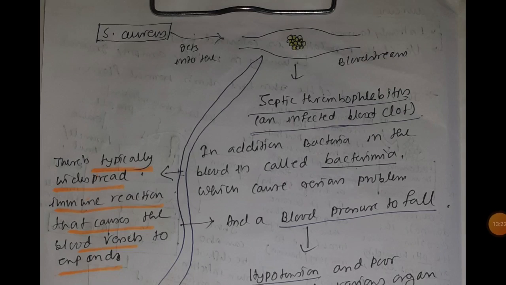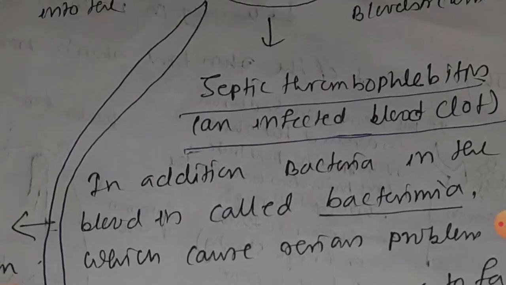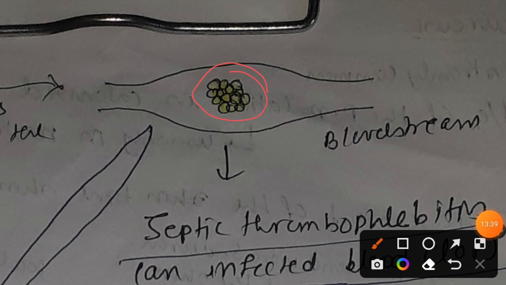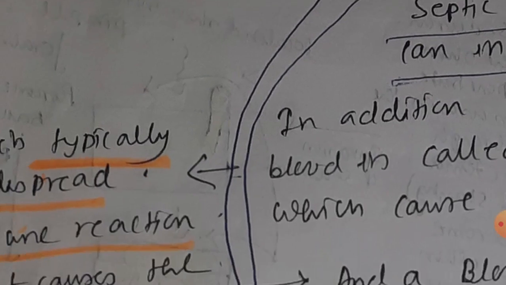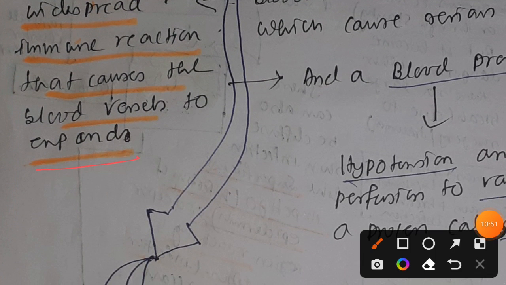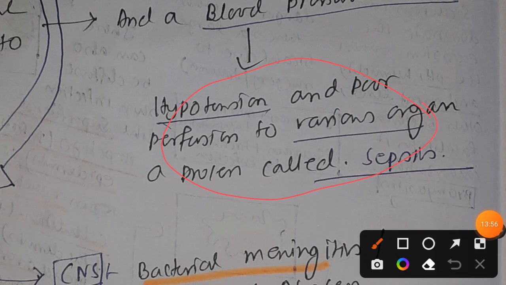So what is going on is that Staphylococcus aureus gets into the bloodstream, and in the bloodstream it causes septic thrombophlebitis, an infected blood clot. Inside the bloodstream, due to the presence of Staphylococcus aureus, the bacteremia condition is established. Under such circumstances, there will be a widespread immune reaction that causes the blood vessels to expand, and as a result blood pressure will fall, which facilitates hypotension and poor perfusion to various organs, a process called sepsis.